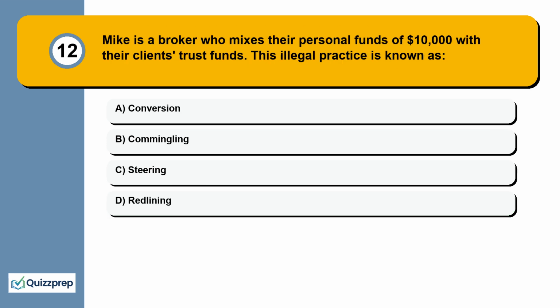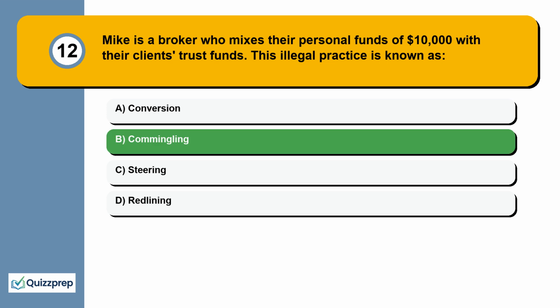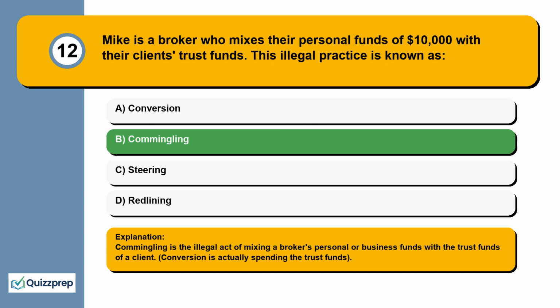Question 12. Mike is a broker who mixes their personal funds of $10,000 with their clients' trust funds. This illegal practice is known as conversion, commingling, steering, redlining. Commingling is the illegal act of mixing a broker's personal or business funds with the trust funds of a client. Conversion is actually spending the trust funds.